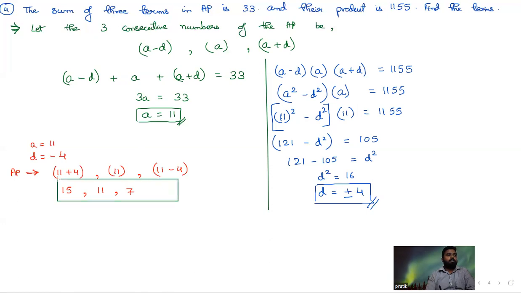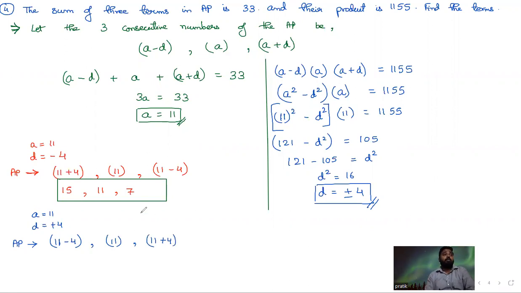In the first case, this is a decreasing AP. But if I consider the same thing where A is equal to 11 and D is equal to plus 4, that is going to be an increasing AP. So my AP will be 11 minus 4, comma 11, and the next one is 11 plus 4. So when it is not given whether it is an increasing AP, how do I know? Both the answers are valid. So this is 7, 11, 15.